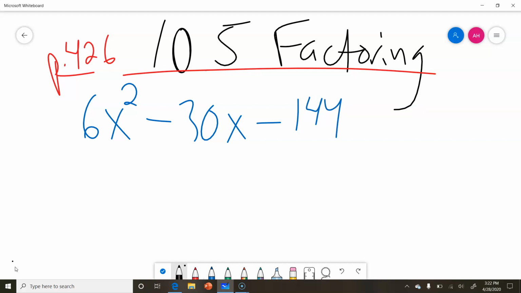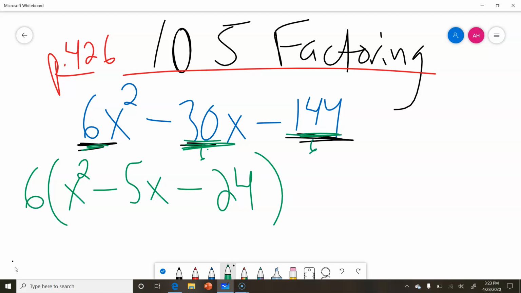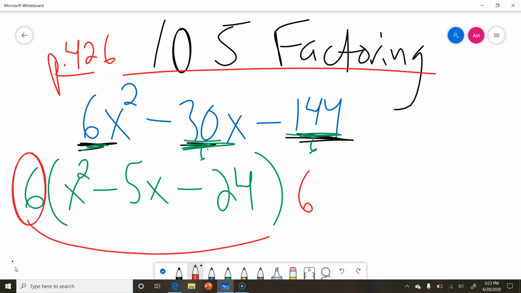So this is our sample problem. The most important thing we have to understand is we have to pull out the greatest common factor in a number. In this problem, I can pull out a 6, and then I get x squared minus 5x minus 24. When I pull out the 6, dividing the 30 by 6 I get 5, and the 144 by 6, I get 24. The 6 stays, it was over here, and it just comes over.